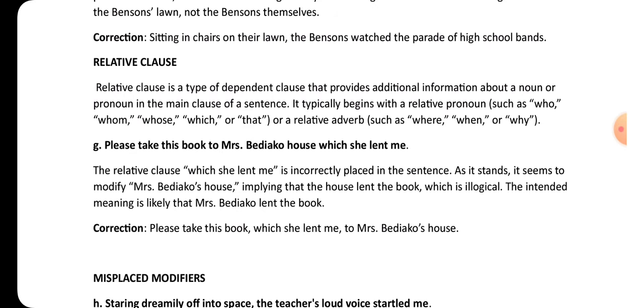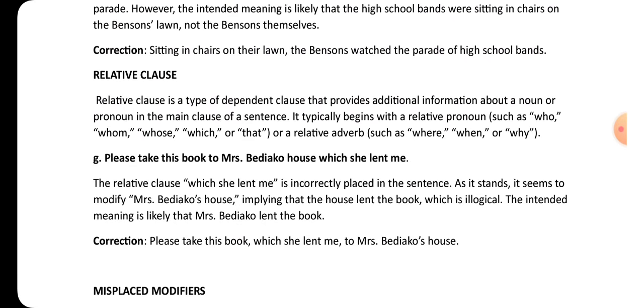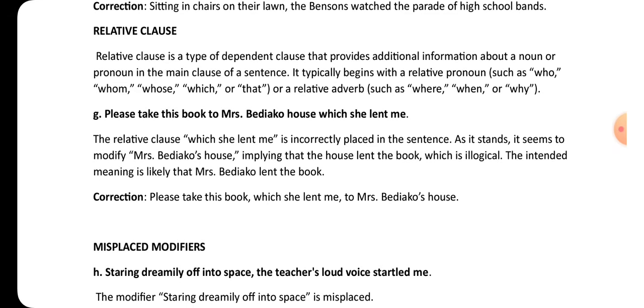So there is also another example, example G. It says, "Please take this book to Mrs. Bediako's house, which she lent me." So this is a relative clause issue. What is a relative clause? It is a type of dependent clause that provides additional information about a noun or pronoun. It typically begins with a relative pronoun: who, whom, whose, which, or that, or a relative adverb: where, when, or why. So we now try to find a solution.